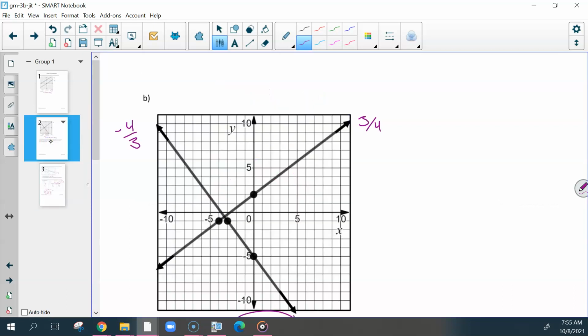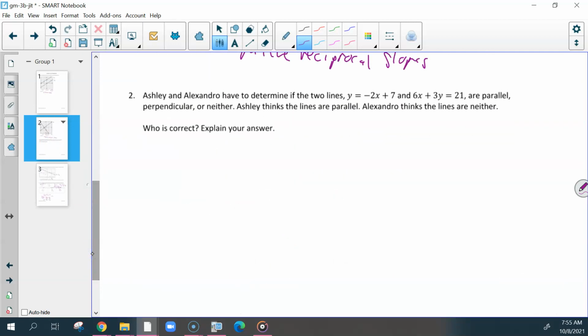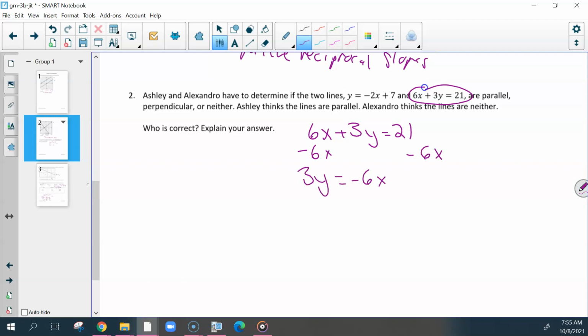And then the last question, they solved, or they looked at these two equations. One thought they were parallel, one thought they were neither. You have to solve this one and see which one was right. So subtract 6x on both sides. And divide everything by 3. So we have -2x plus 7. Who was right?